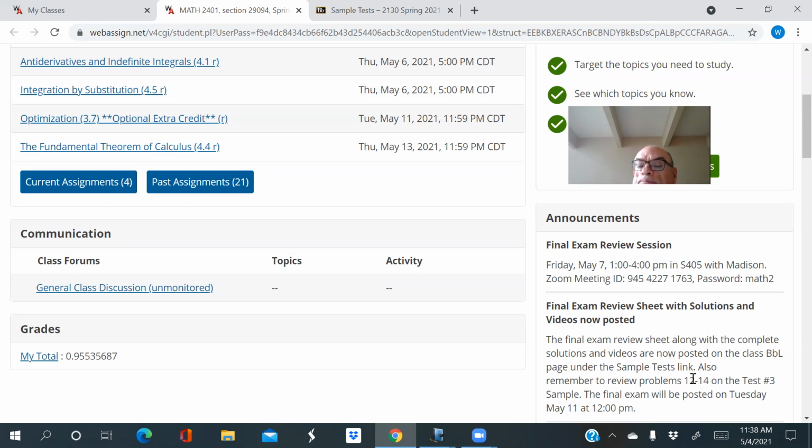So you can ignore that problem, but 12 to 14, okay, from that test number 3 sample. So just a warning about that. That's in that announcement that I keep pointing to here.